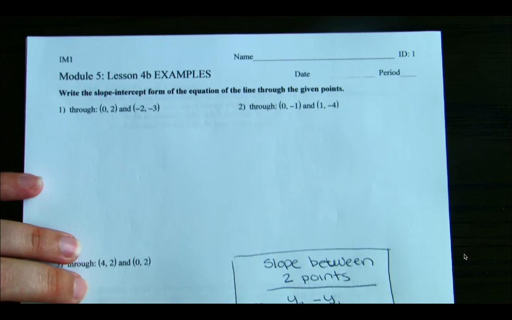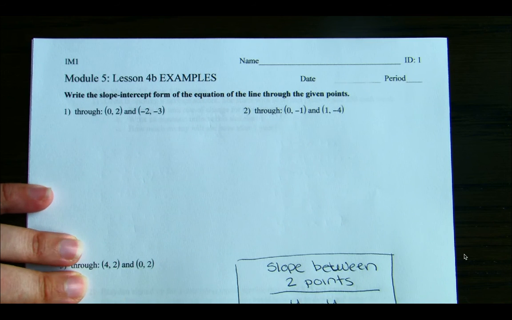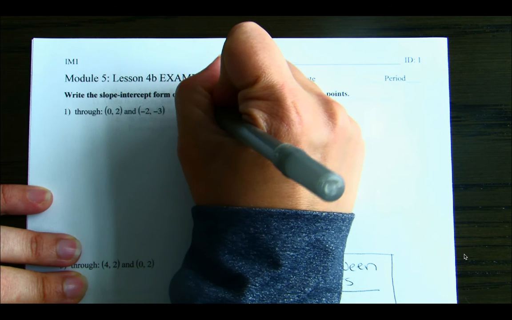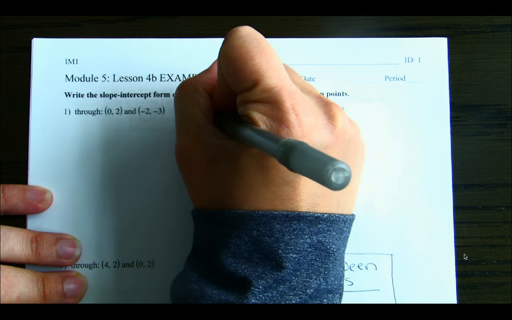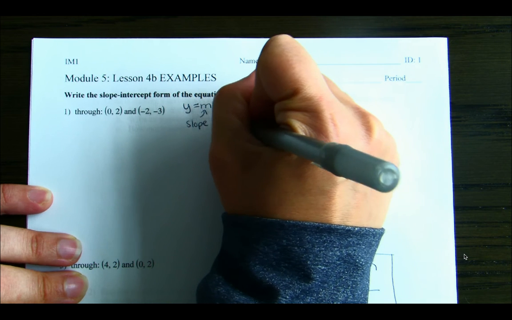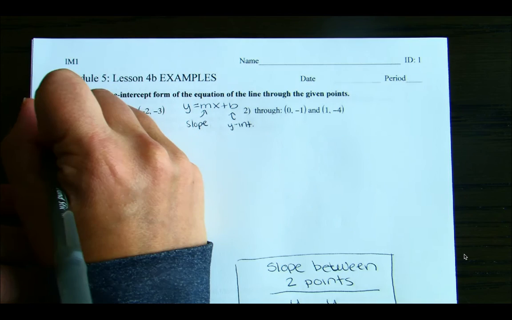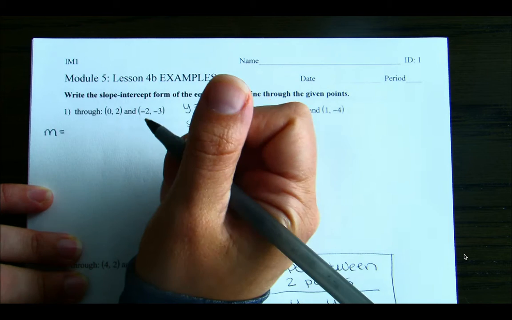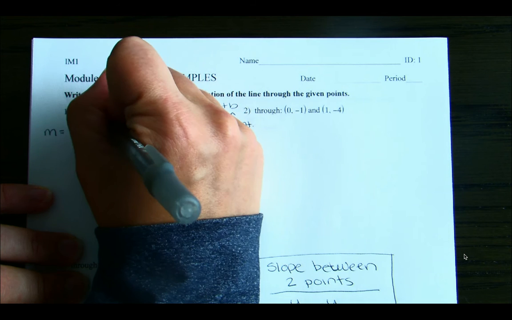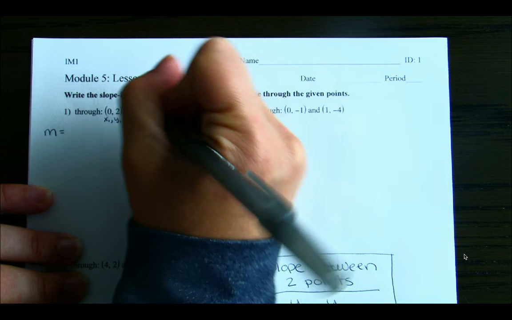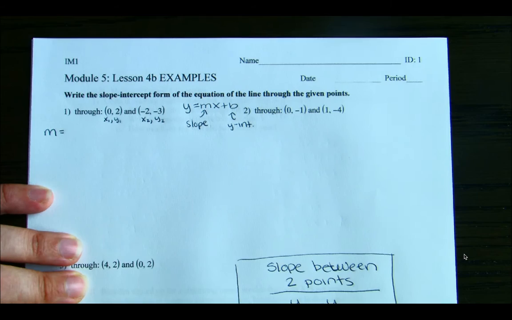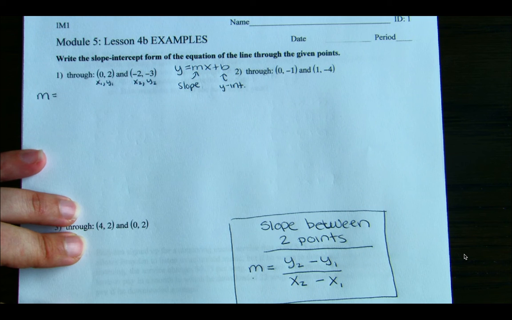So first thing I need to do is find my slope. Remember, we are talking about the equation y equals mx plus b, where m is our slope and b is our y-intercept. To find our slope between 2 points, I want to first label which is which. It makes it a little bit easier. So I'm going to call this x1, comma y1, x2, comma y2, so it's easier when I'm following my formula down here.